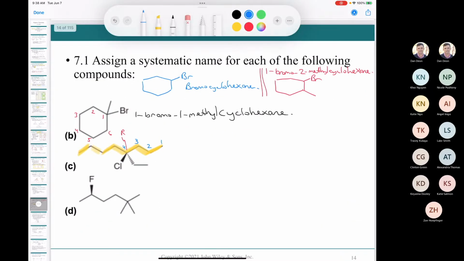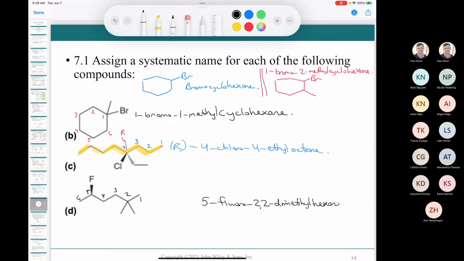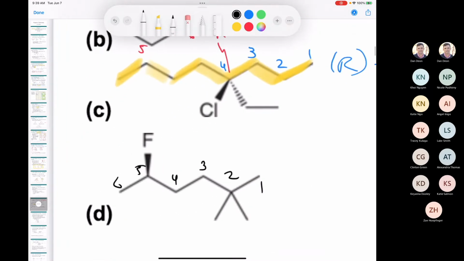So let me just zoom out here and let's write this whole thing down. So we've got R, 4-chloro, 4-ethyl octane, just like that. Good. And then the last one, let's just do this one a little bit quicker. We've got 1, 2, 3, 4, 5, 6. So this is some kind of hexane. We've got a 5-fluoro, 2,2-dimethyl hexane. So we've got 5-fluoro, 2,2-dimethylhexane. And we need to assign a stereochemistry, so let's zoom in here.